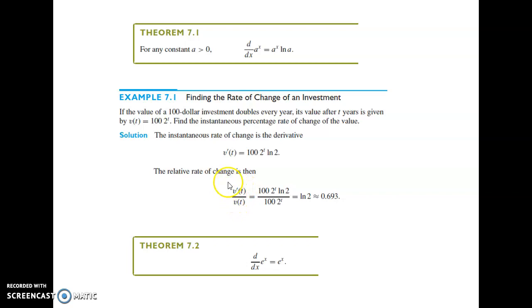Relative change means we are comparing the changes. I just substitute these two. So ln 2, use the calculator, 0.693 is the relative change, and this is the instantaneous rate of change. So remember, instantaneous rate of change is nothing but finding the derivative.